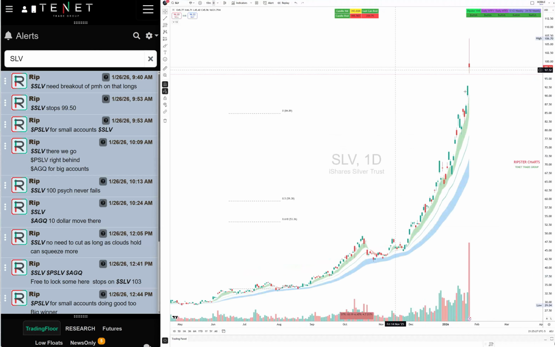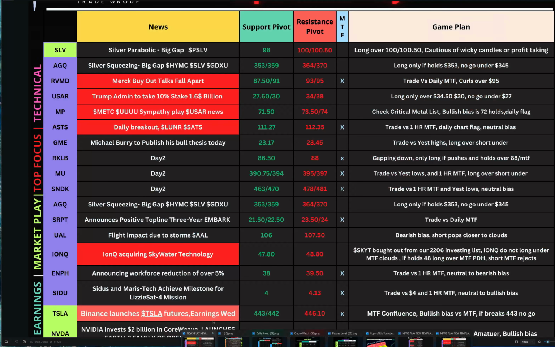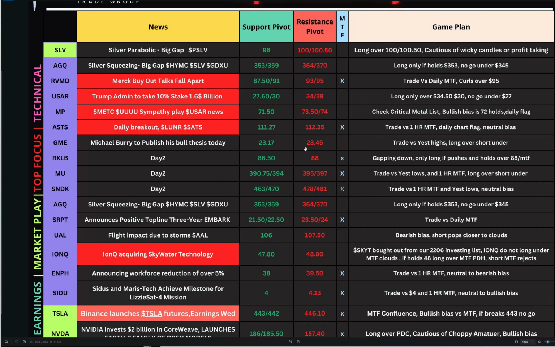Also the silver ETF SLV that we trade has huge volume. Look at this volume today, insane volume. So silver broke the 100 psychological level today. So silver was on our game plan. Of course, I tweeted a bunch about it as well. Everybody's talking about silver. A lot of people are trying to short it. They do not understand silver. Even we do not understand silver.